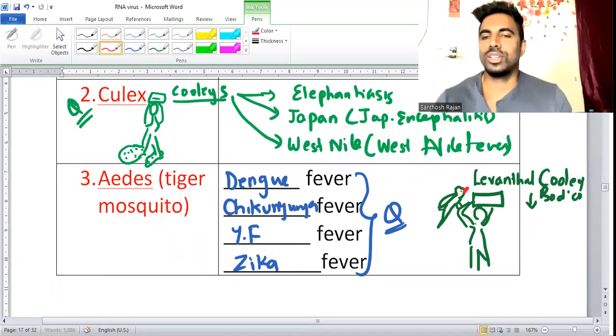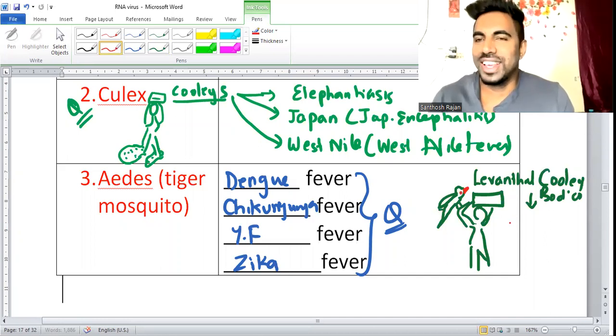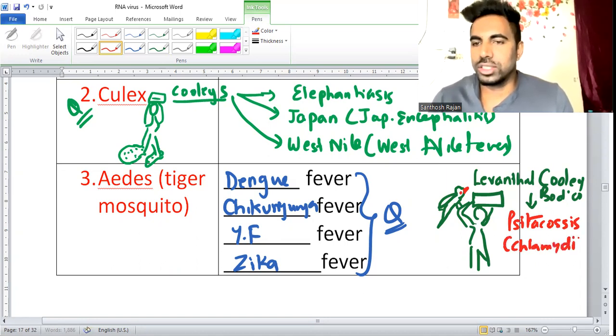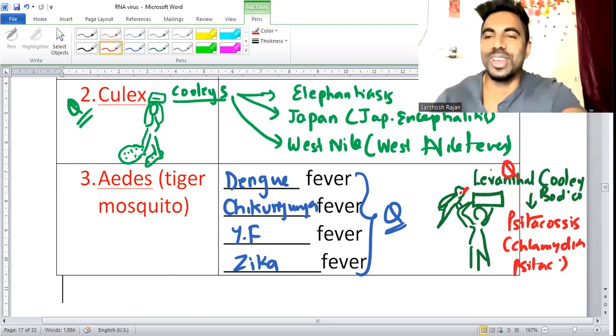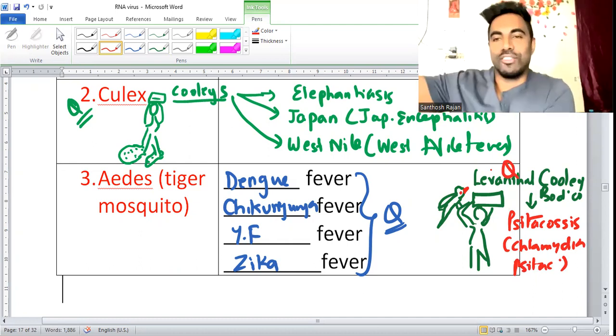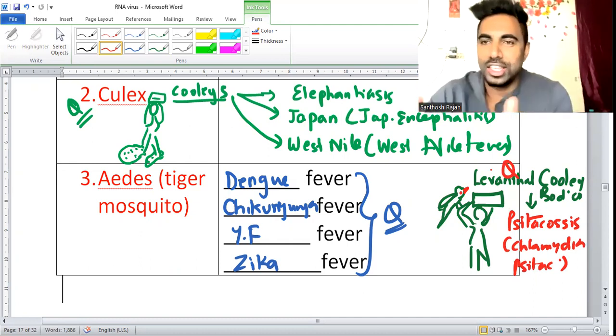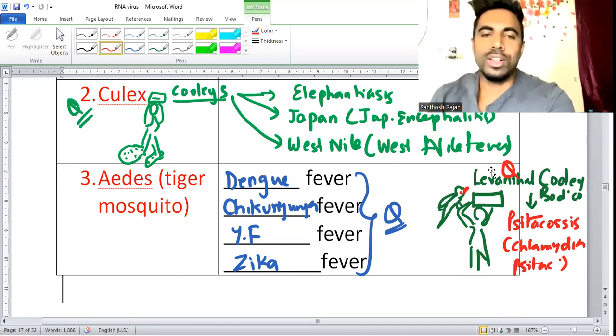Parrot, exactly. So it is a parrot. What is that disease? It is psittacosis. A parrot on the coolie. Psittacosis is caused by Chlamydia psittaci. Also a frequently asked question. I'm bringing the coolie mosquito here, but there is no link; Leventhal coolie bodies are different. I just want to make a link so that you'll never forget. Right, now let's go to the next topic.